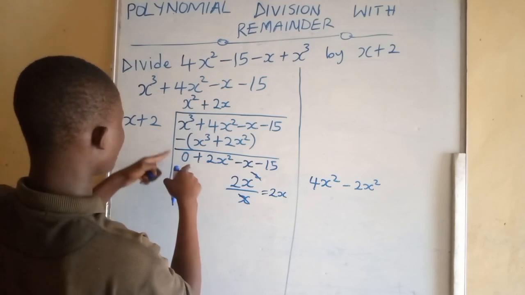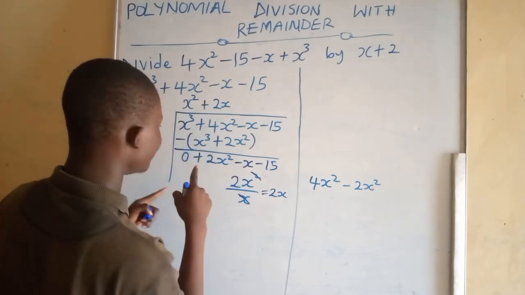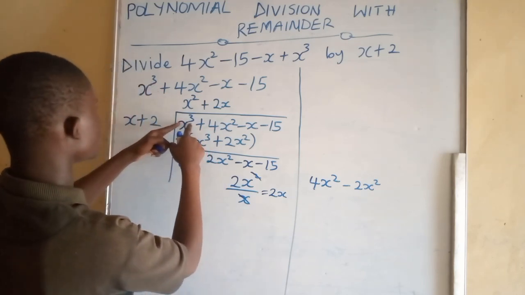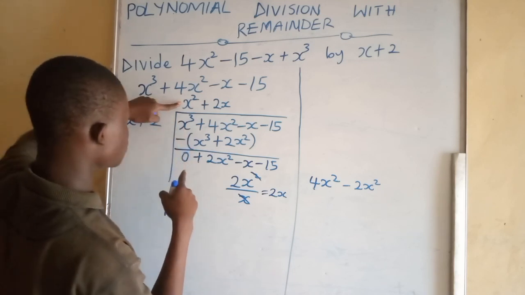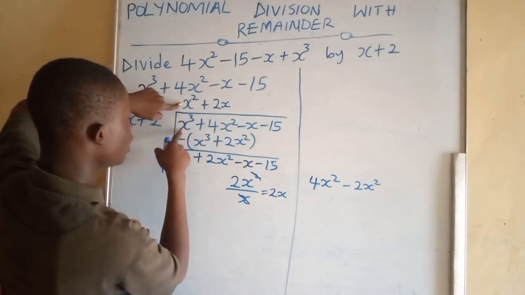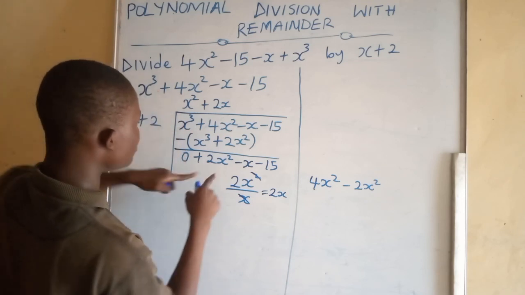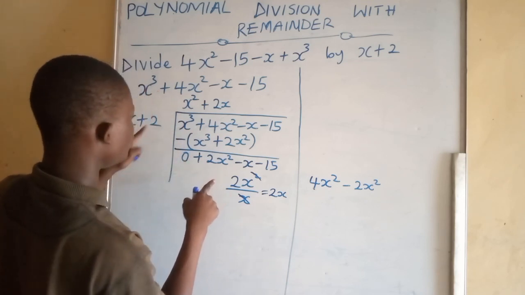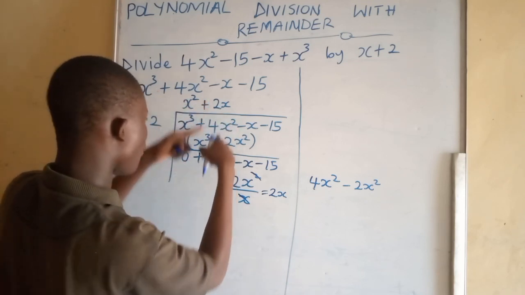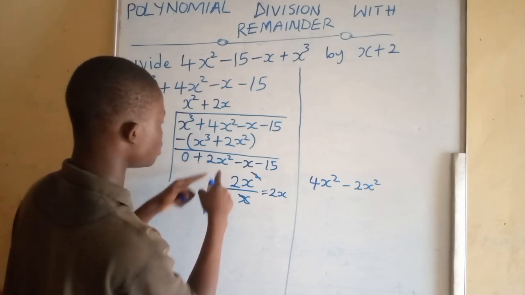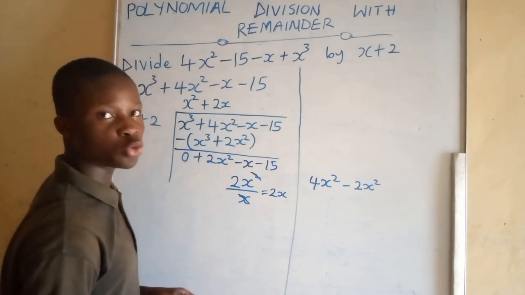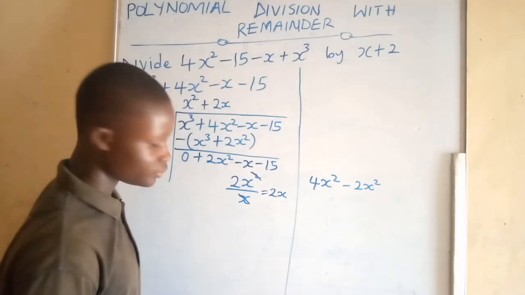You can see that everything you are writing goes over what you are dividing. Like this x cubed, when we divide x cubed by x, we get x squared. We write it over x cubed. When we divide 2x squared by x, we get 2x. We write it over 2x squared. So note that also, it will help your work to be neat and less confusing.